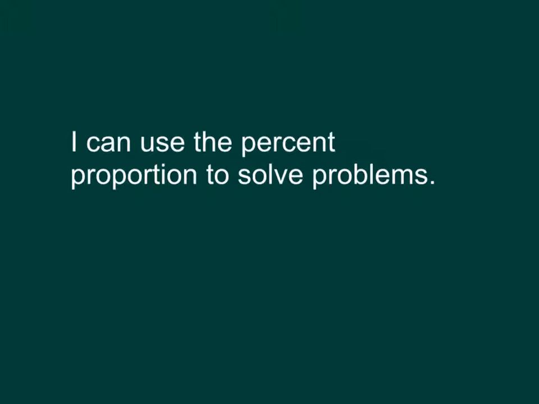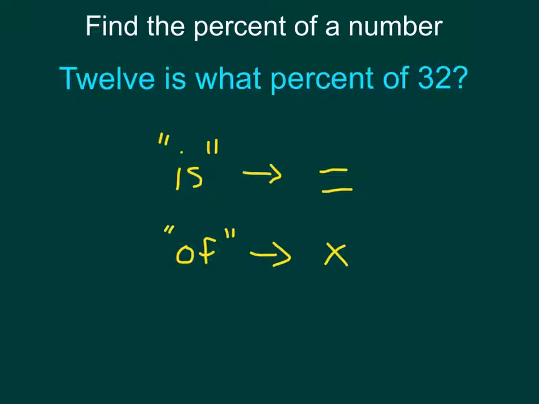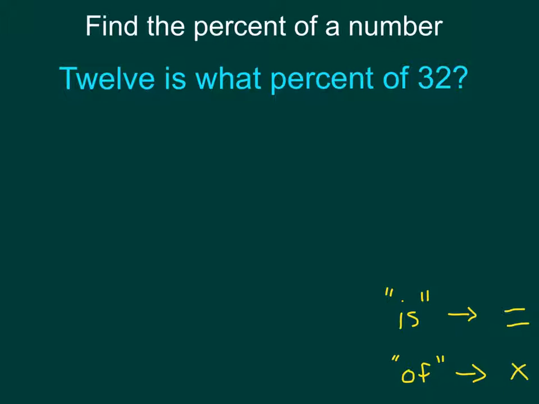Today's learning target is I can use the percent proportion to solve problems. In today's assignment, we're going to be turning words and phrases like we have here into equations. Now to do that, it's important to remember that words can mean certain things in math. So for example, when we see the word is, we know it means equal. Or if we see the word of, it means times. So knowing that now, we can turn our words into an equation.